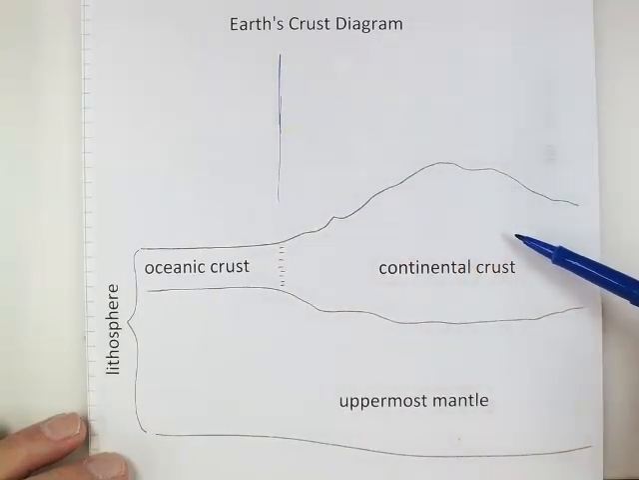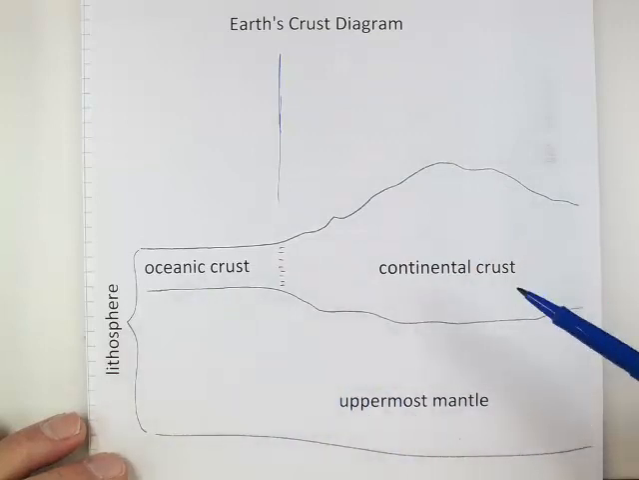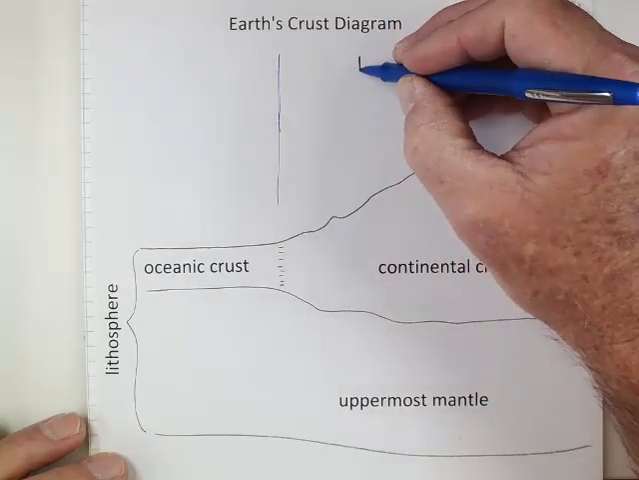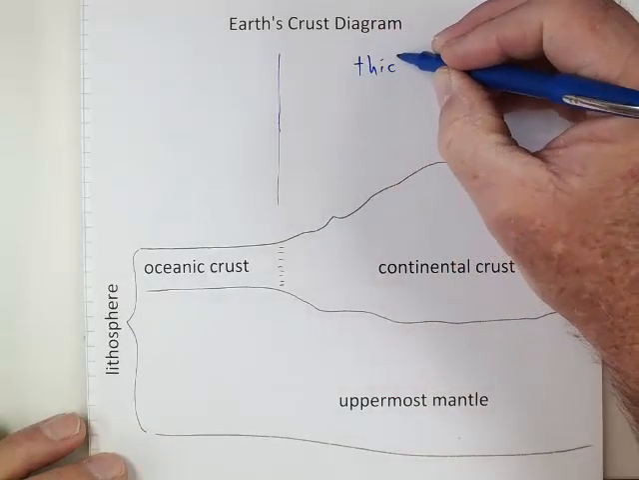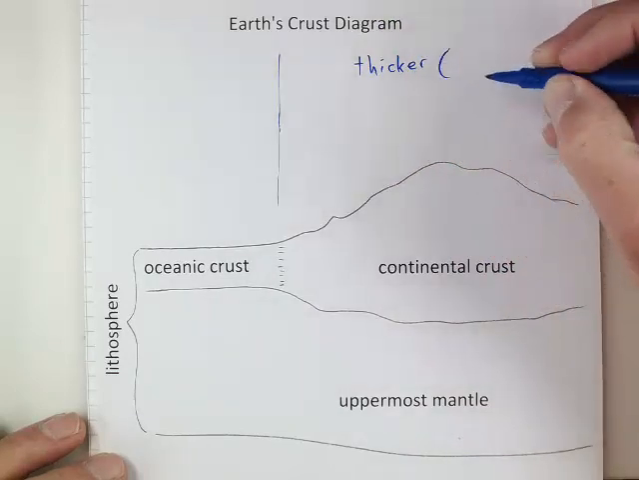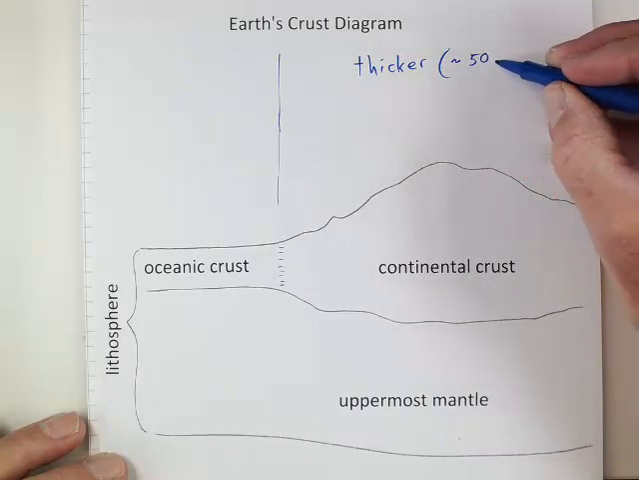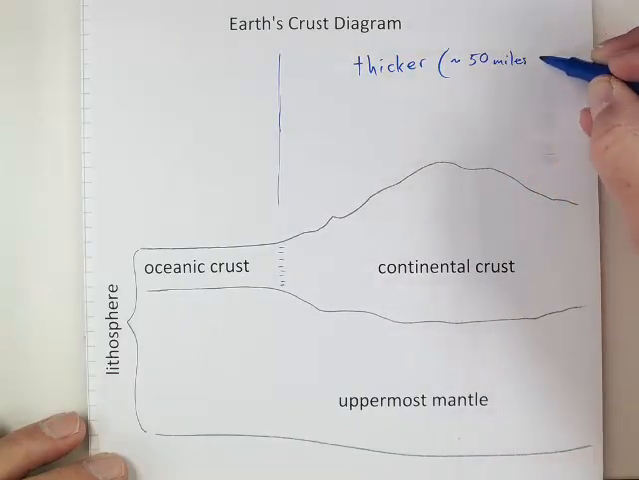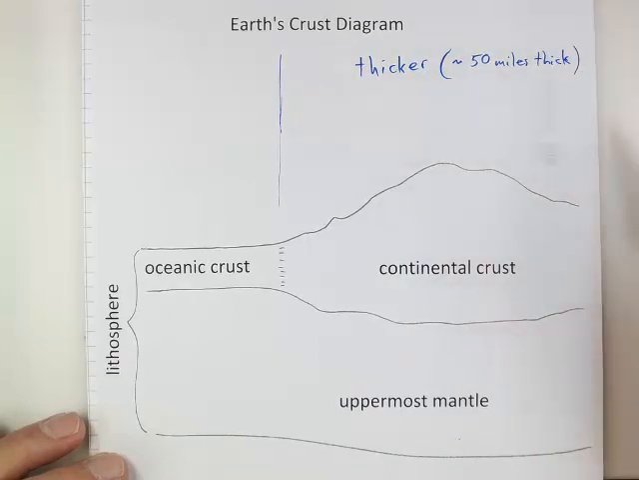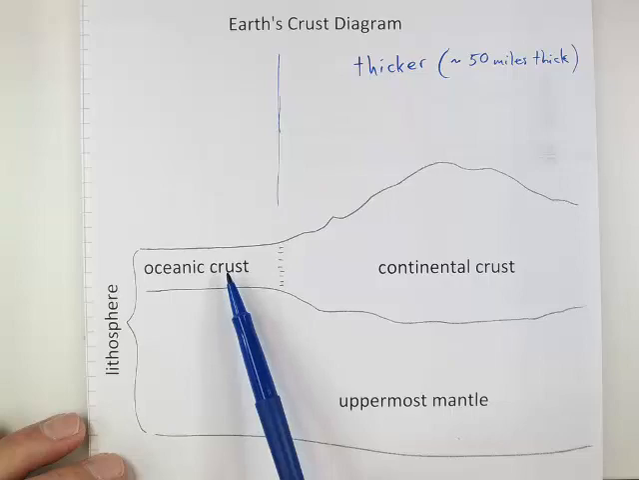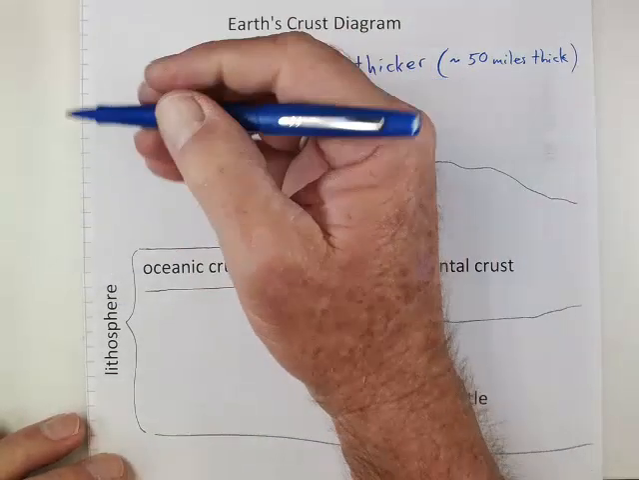Continental crust, you can see, is much thicker than oceanic crust. On average, continental crust approaches 50 miles in thickness. So we're going to put here that it's thicker, and in parentheses, I'll mention that it's approximately 50 miles thick. That's pretty thick. Let's compare that over here with the oceanic crust. You can see much, much thinner according to my sketch. So we'll list that here.